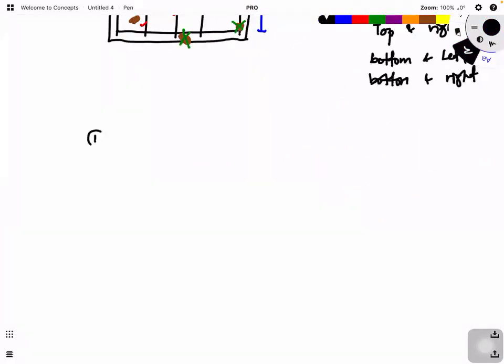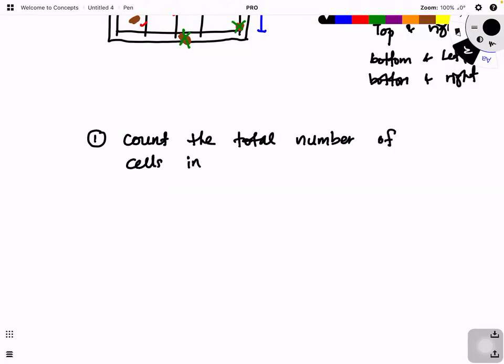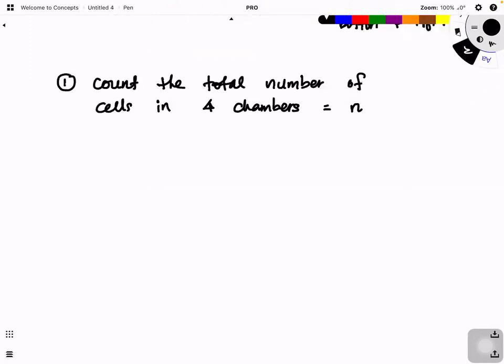So what we can have here is how to do the calculations. First step, we count the total number of cells in 4 quadrants or 4 chambers, equal to n. Okay, I put it equal to n. You need to know how to derive the formula here. Count the total number of cells in 4 chambers, which equals n.